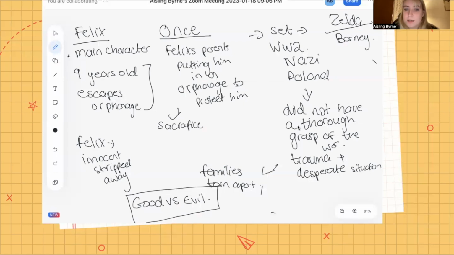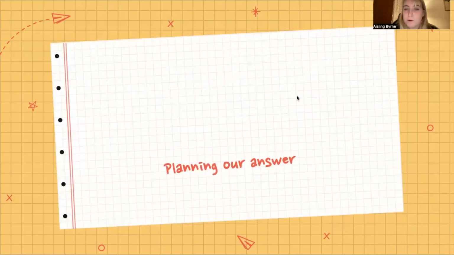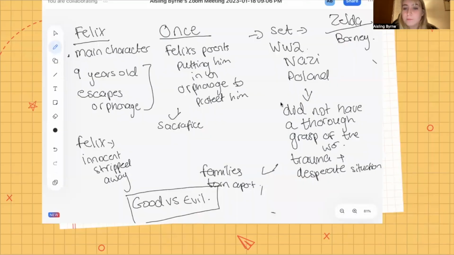So just to start it off, because we have to talk about understanding and what we have understanding of, I said I did not have a thorough grasp of the war and trauma and desperate situations. So we just didn't have that understanding of how people react in these situations when your whole life is thrown apart because of a war, or because you're being persecuted, or anything terrible like that is happening to you.